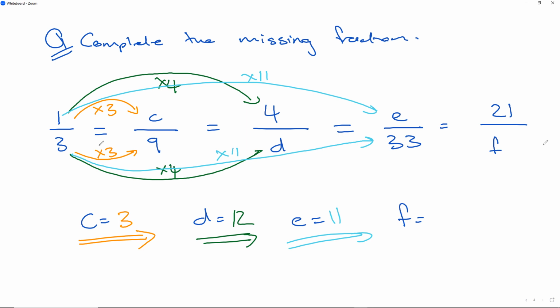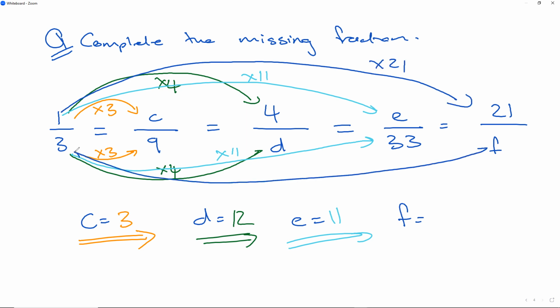And then the last one, because I know the number at the top, I'll start there. And I'll say, well, 1 goes to 21. I have to multiply by 21. But then 3 has to also multiply by 21. And 3 times 21 is like 21 plus 21 plus 21. I could just add it up. 3 21s is 63. So this would be 63 for that. For F. All right, so those are equivalent fractions.